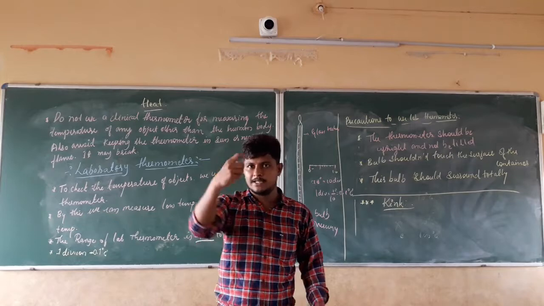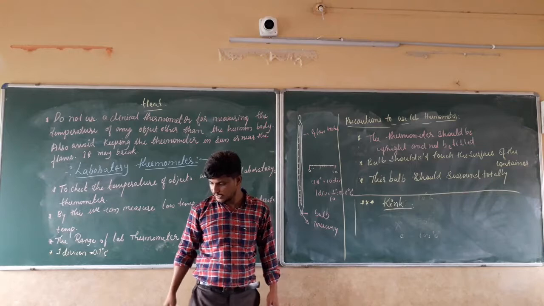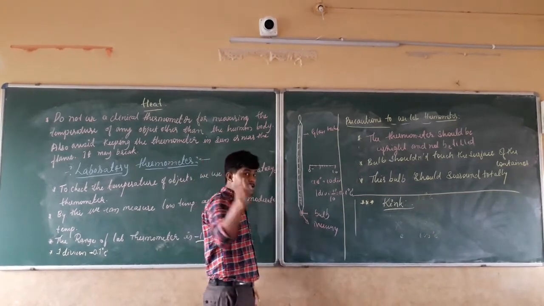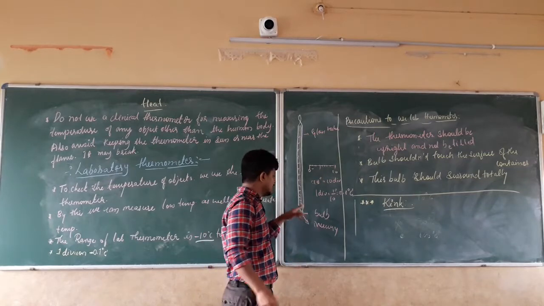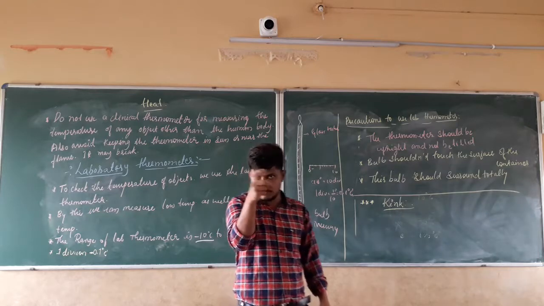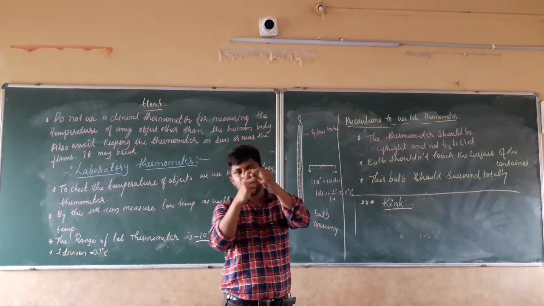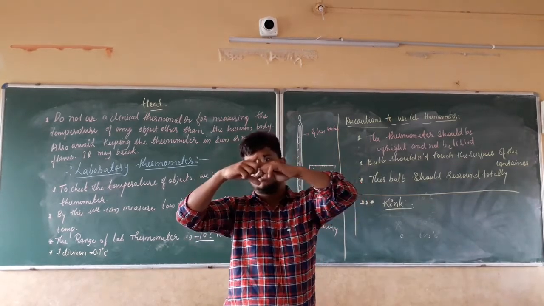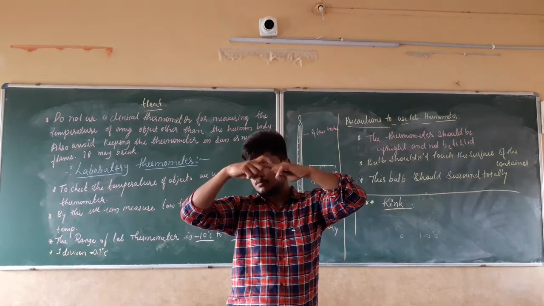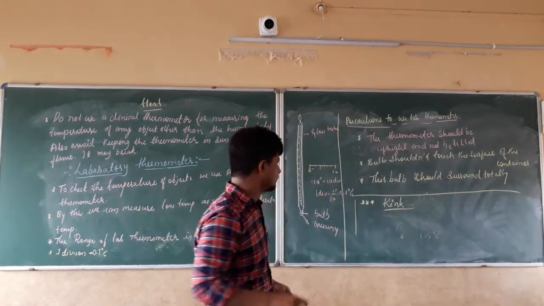It will look like this, like a curved surface. A kink near the bulb, near the bulb of the clinical thermometer, not the laboratory thermometer. Near the bulb there will be a structure like this. If this is the scale in the clinical thermometer, near the bulb there will be a structure like this. And this structure is nothing but the kink.